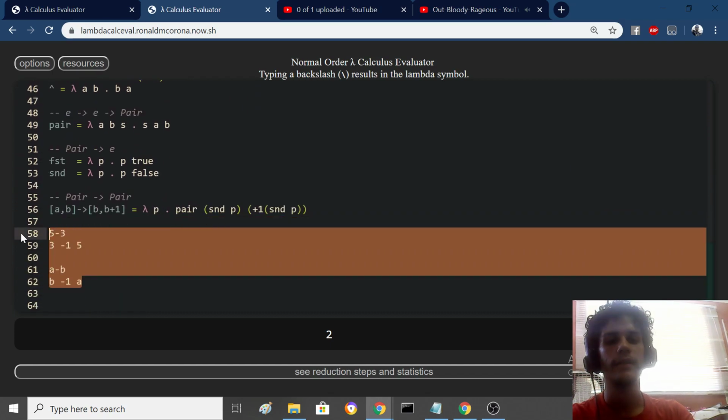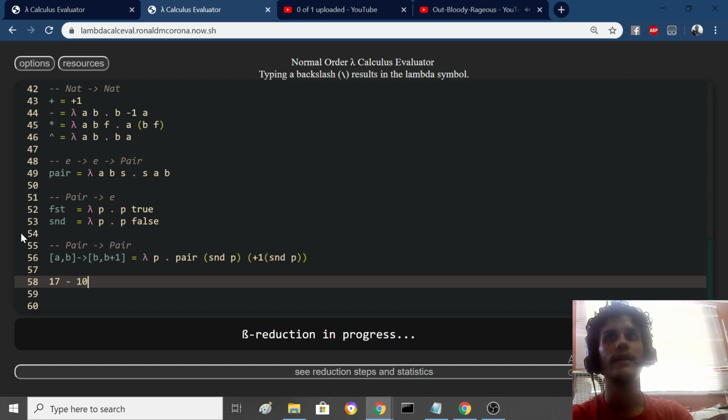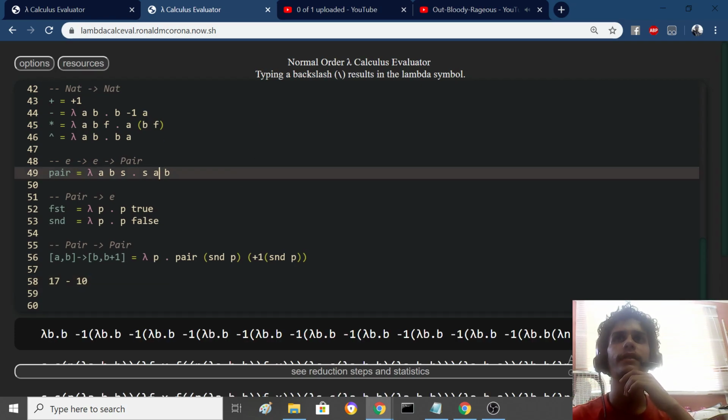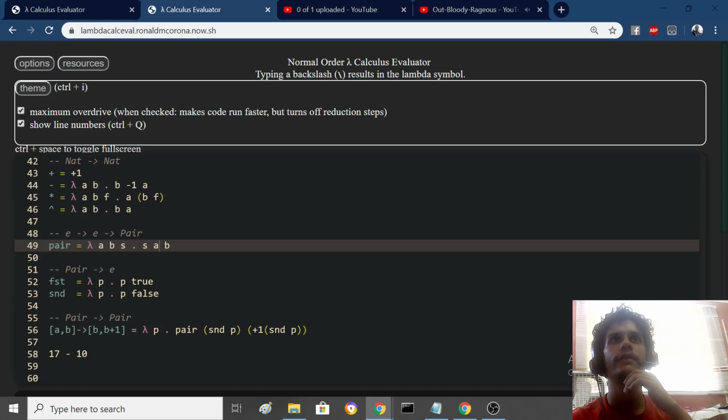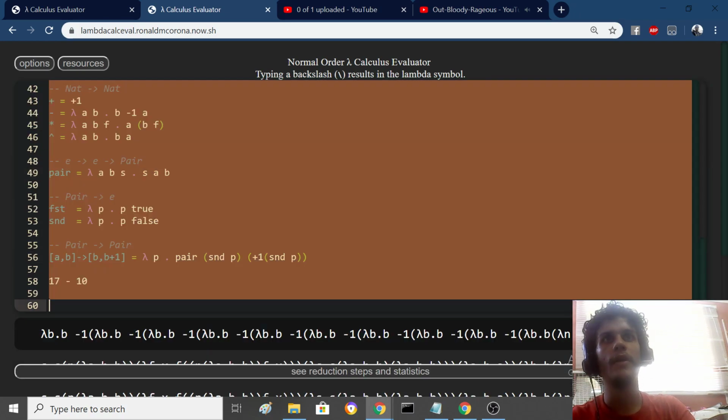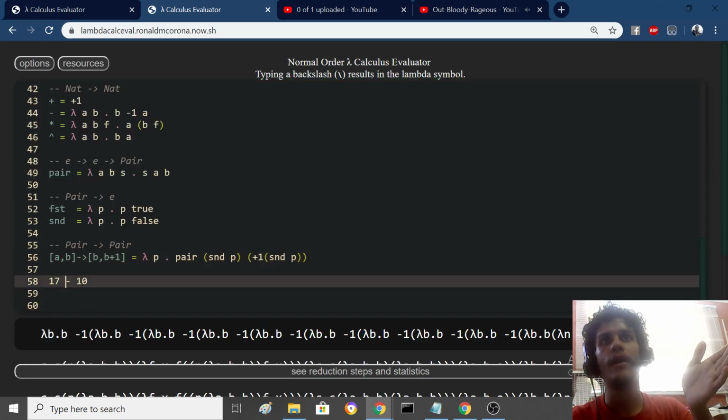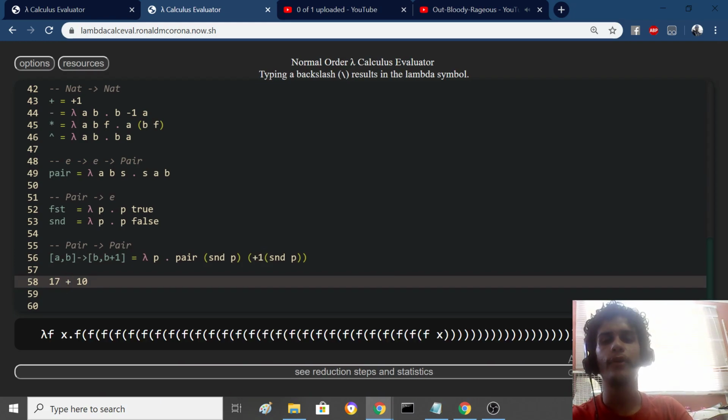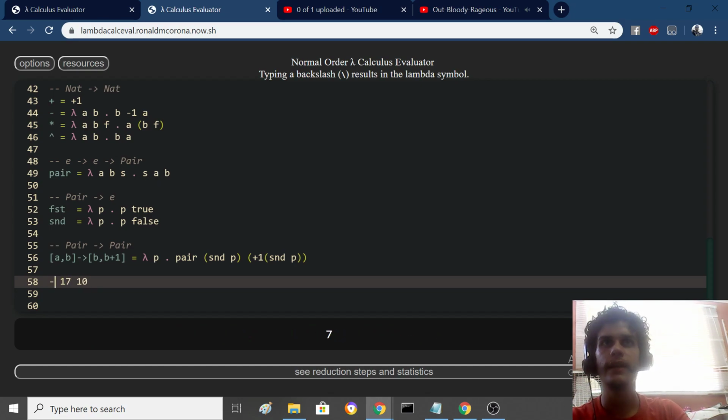And now we can test it. 17 minus 10. Okay, it's going to take a while because maximum overdrive, just give it a second. Oh, I know exactly why. Obviously we cannot use it the same way we use the plus sign. Pretty much everything is prefixed. So that's how we'd have to do it. It's a function, and it's taking the 17 as an input and then taking the 10 as an input.